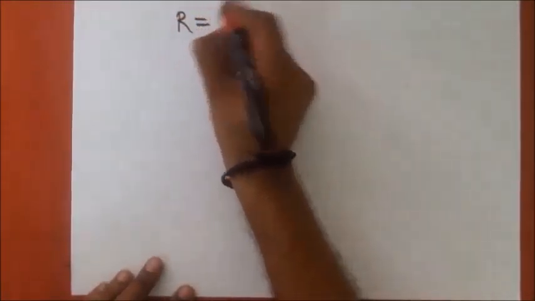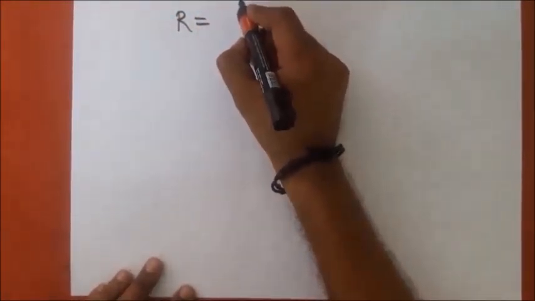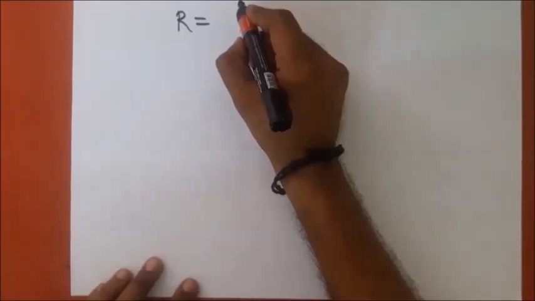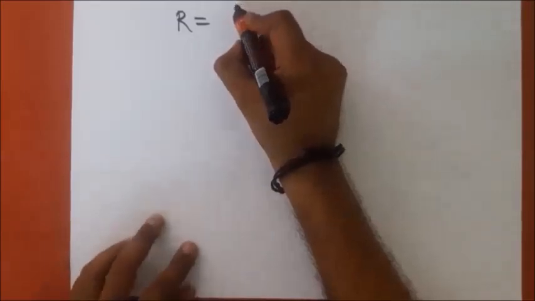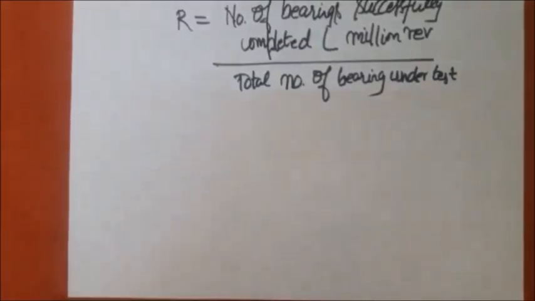So what is reliability? Reliability R is given as the number of bearings which have successfully completed L million revolutions divided by the total number of bearings in the given test. Now the relationship between reliability and life is given by Weibull's distribution curve, which is nothing but a statistical tool for calculating the reliability of the bearing based on the life.